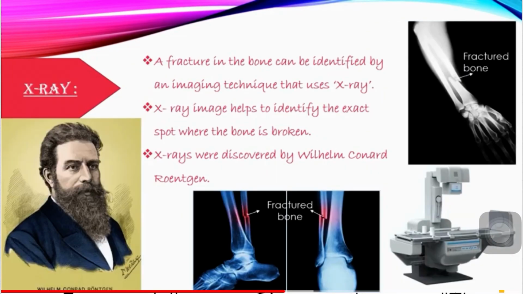Student, a fracture in the bone can be identified by an imaging technique that uses X-ray. An X-ray image helps to identify the exact spot where the bone is broken. X-rays were discovered by the great scientist Wilhelm Conrad Röntgen. So as you can see, this is the X-ray equipment. Okay, and he was the scientist.